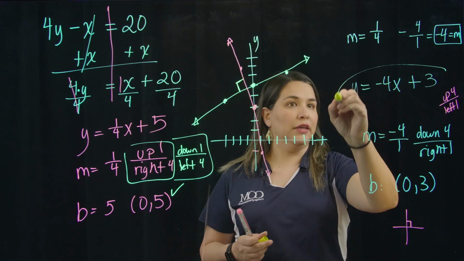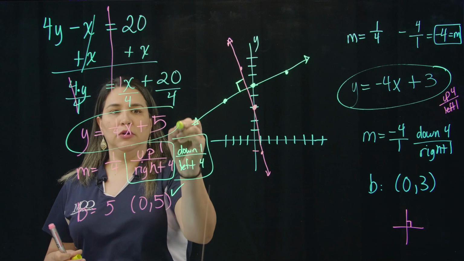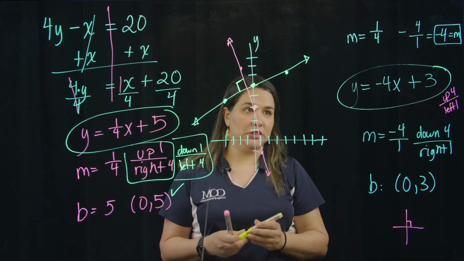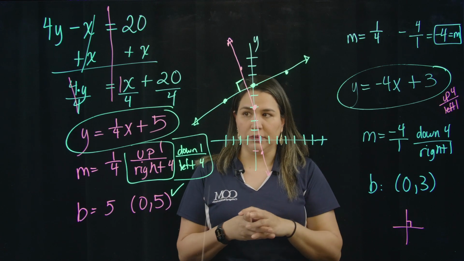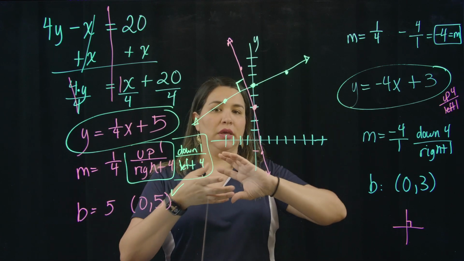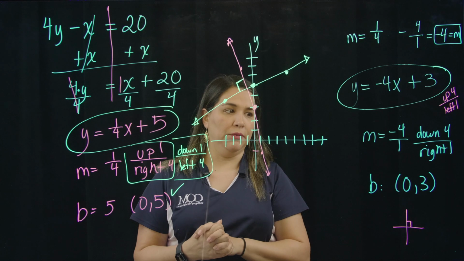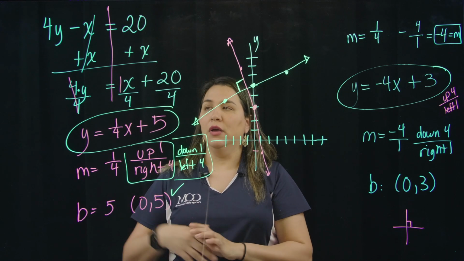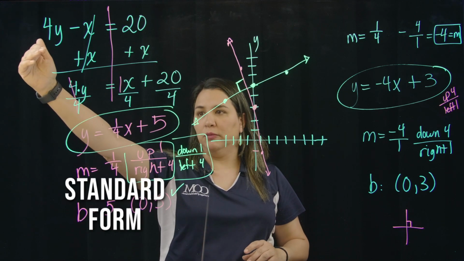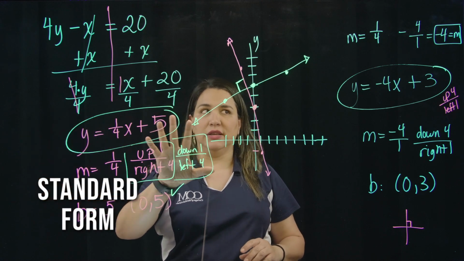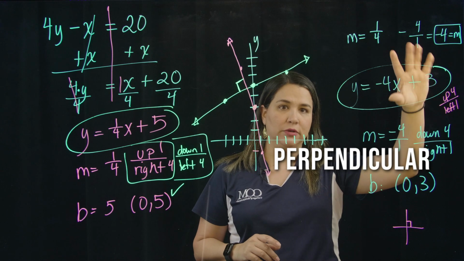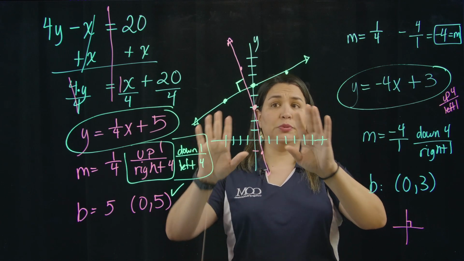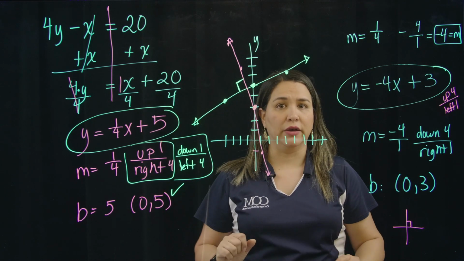So this line and this line are perpendicular to each other, because once again, how do you find out that lines are perpendicular? Their slopes are going to be opposite reciprocals of each other, and that's exactly what we have here. So we went over standard form to slope-intercept, we sketched it, did the perpendicular line by getting the opposite reciprocal. We graphed them to prove that they actually make that 90-degree angle right there.